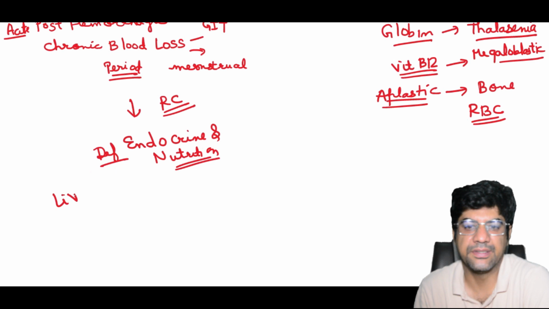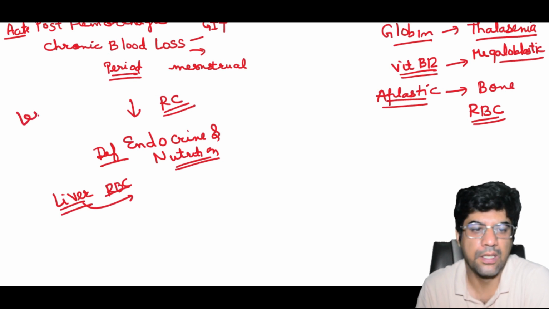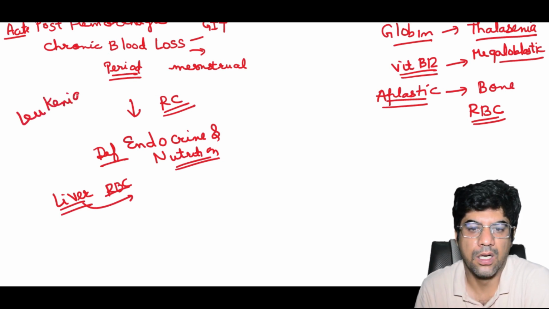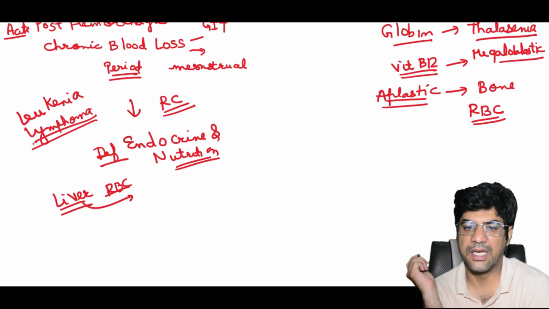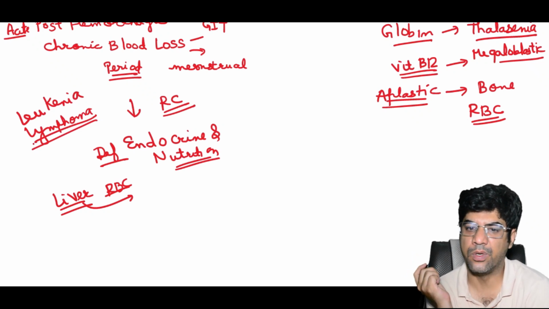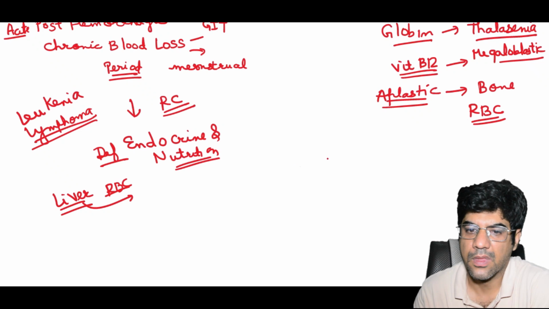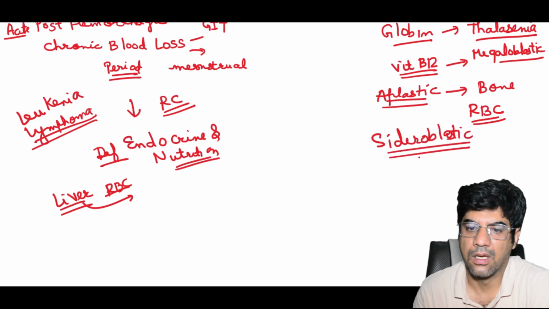Anemia in liver disease: liver dysfunction can also affect RBC production. Leukemia and lymphoma are cells that can invade the bone marrow. Congenital anemia could be sideroblastic anemia, a genetic defect in which iron is not incorporated into the hemoglobin.